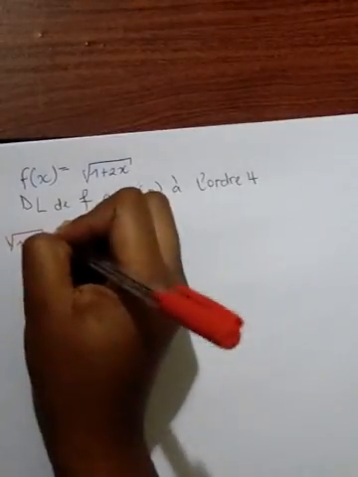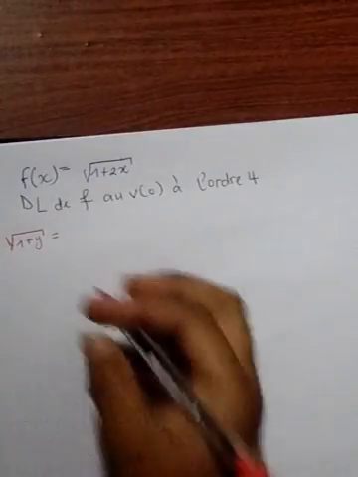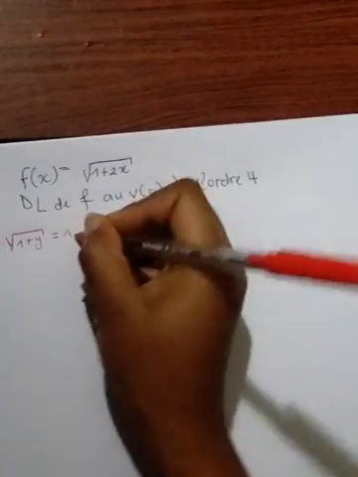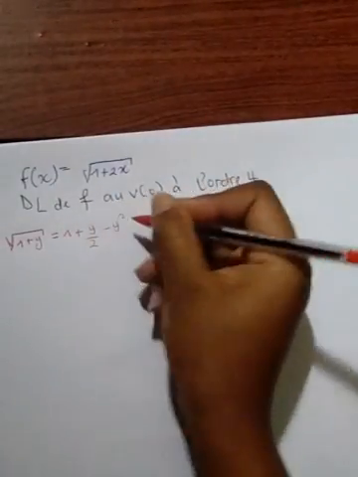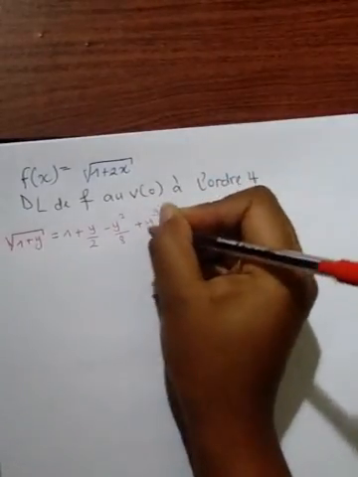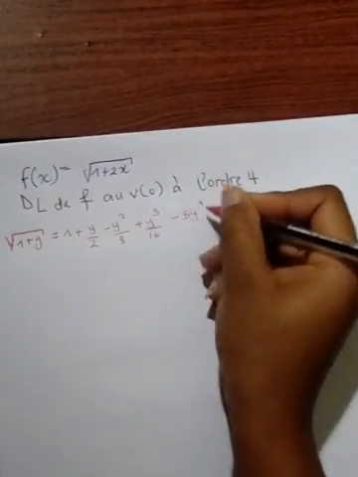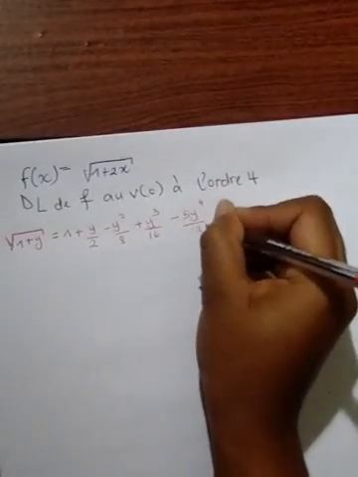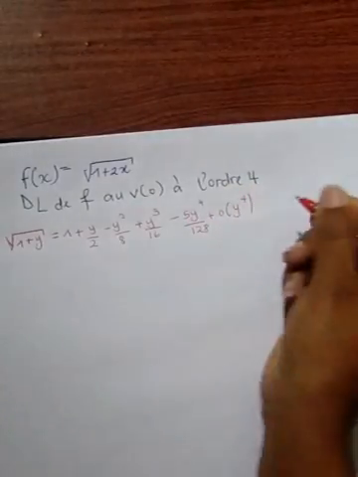So we know the DL of square root of 1 plus y is a basic DL. And to the order of 4, this DL is 1 plus y over 2 minus y squared over 8 plus y raised to the power of 3 over 16 minus 5y raised to the power of 4 over 128 plus petit o de y to the 4.